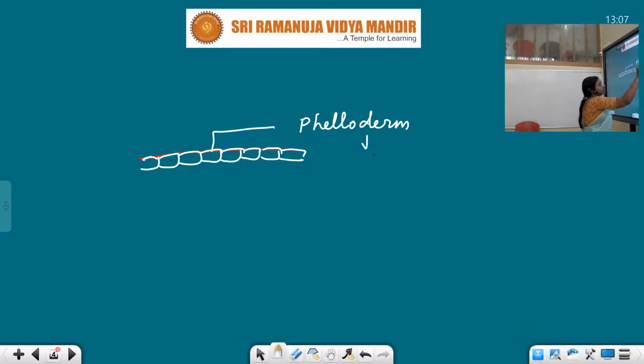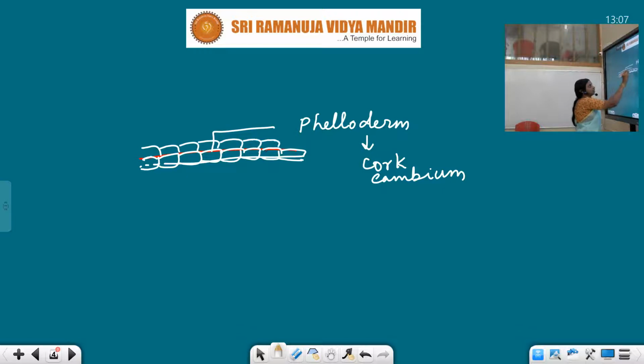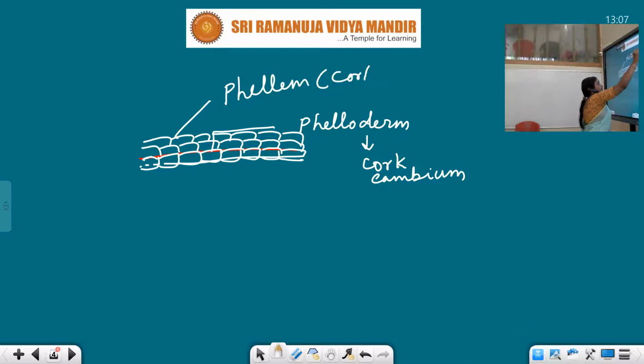Or we can say this is cork cambium. The other name is cork cambium. This cork cambium divides periclinally, and on the outer side some cells are formed. These outer side cells are considered as phellem. Outer side cells are called phellem. Another name is cork.